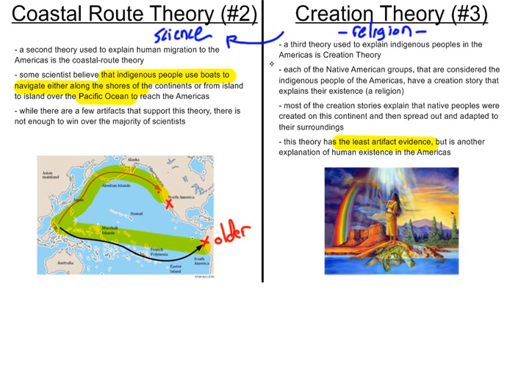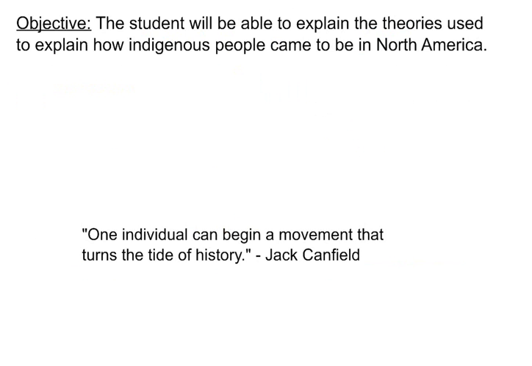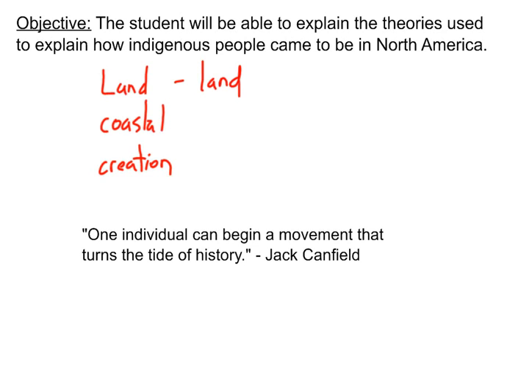And so, to revisit the objective for the day, the student will be able to explain the theories used to explain how indigenous people came to be in North America. And those 3 theories are land bridge, coastal route, and creation. The 3 ways that they do it: this is by land, this is by sea, and according to creation story, they were here and spread out.